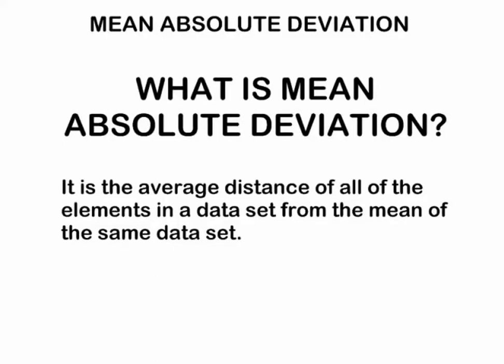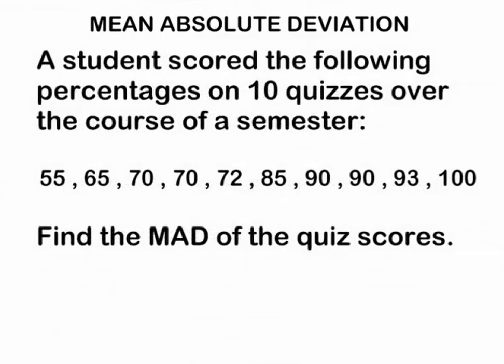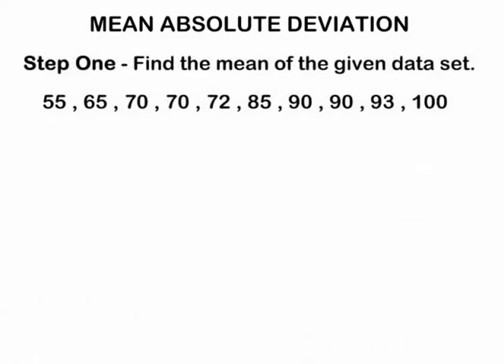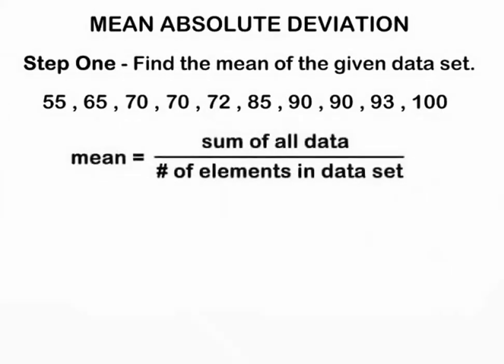Let's use this example to calculate the mean absolute deviation. The following data set represents the scores of 10 quizzes that a student took over the course of a semester. We're going to calculate the MAD, or the mean absolute deviation, of these 10 quiz scores. Step 1 will always be to find the mean of a given data set. To find the mean, you add up all of your elements together and divide by the number of elements. The sum of our 10 elements is 790, and we divide that by 10. We would say the mean score that this student had on their quizzes was 79.